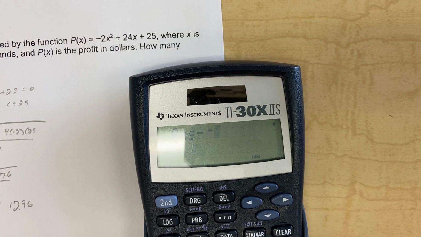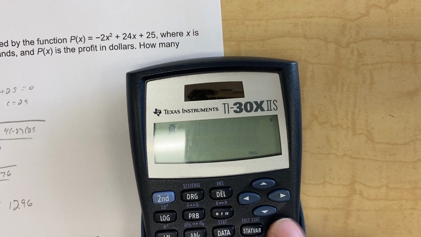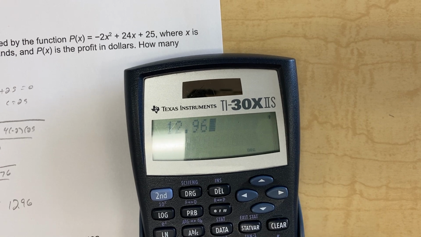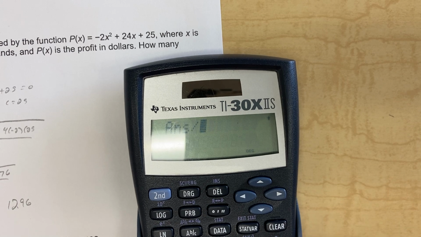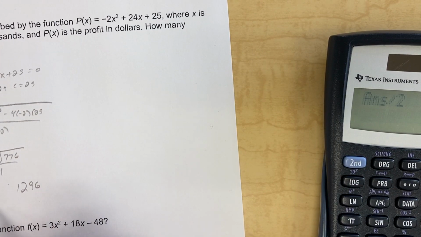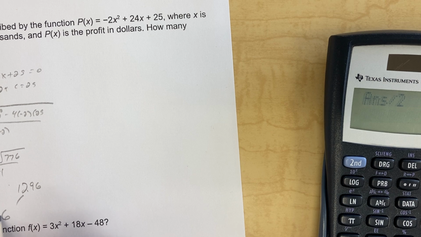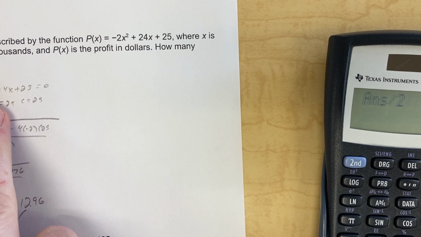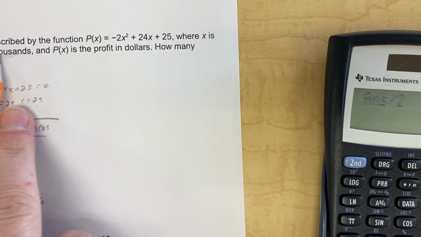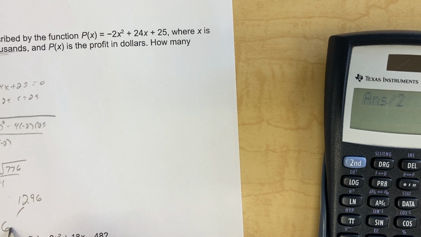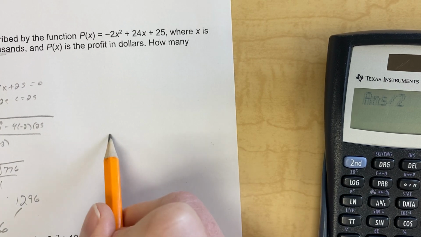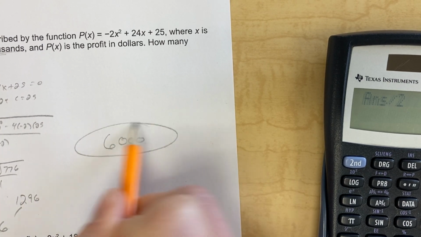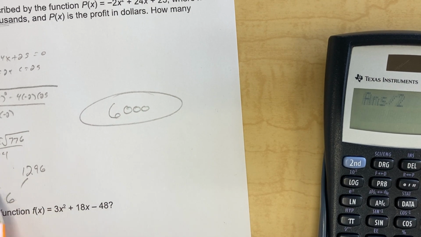12.96 plus -0.96 is 12. And if I cut that in half, the halfway point between these is 6. Now this was in terms of thousands, and it says X is the number of items made in thousands, halfway is 6, so I want to make 6,000 items. That would be the halfway point between there.